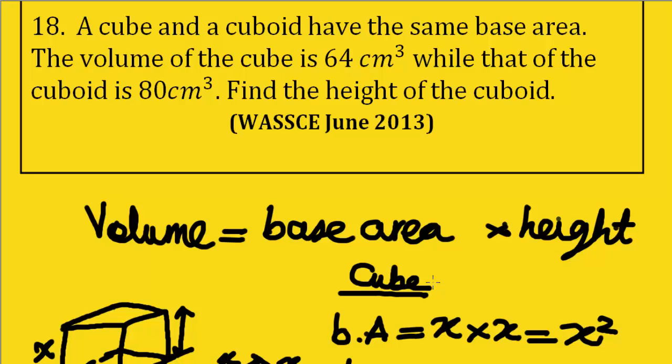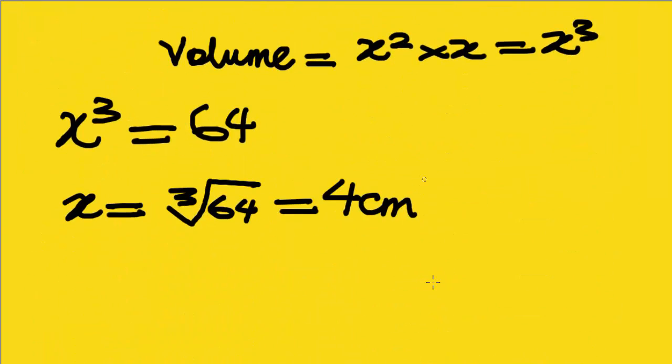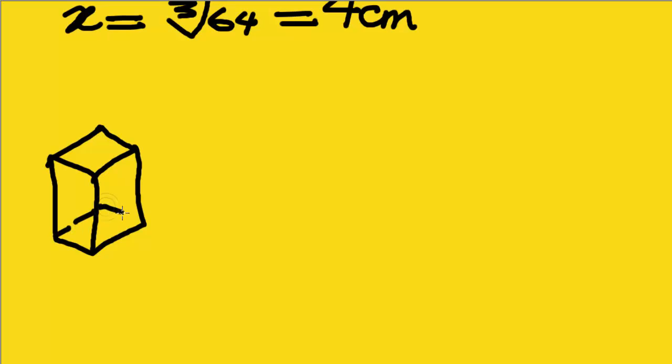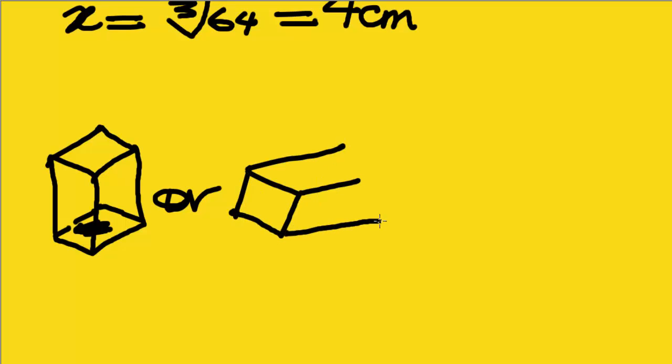Now they're telling me the cuboid has a volume of 80 centimeter cubed, and I've also been told that the cube and cuboid have the same base area. Remember I told you that a cuboid could look like this, where its base area will be a square, or it could look like this, where the base area would be a rectangle.